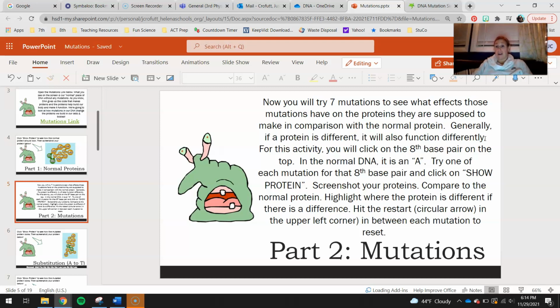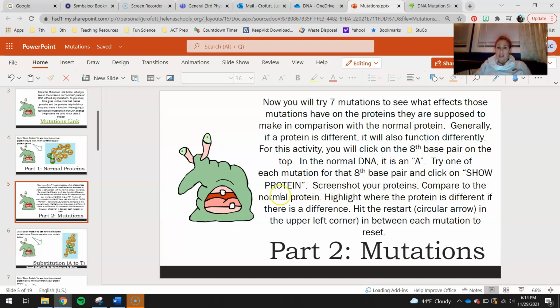Maybe it functions better. Okay, so kind of refer back to that bell ringer you guys did. Maybe it doesn't change it at all. Okay, so it's going to have the same function. So for this activity, you will click on the 8th base pair on the top. In the normal DNA, it is an A. Try one of each mutation for the 8th base pair and click on show protein.